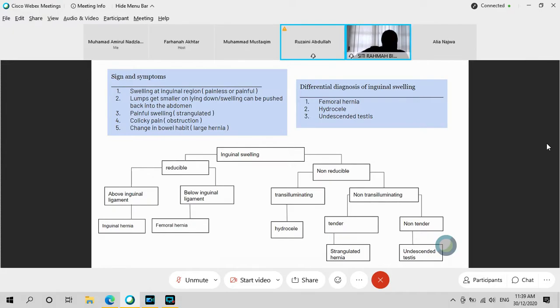Okay, so the first one is the femoral. Kenapa you letak 3 je? You know it's a lot more other differential diagnosis. Kenapa you letak 3 je?